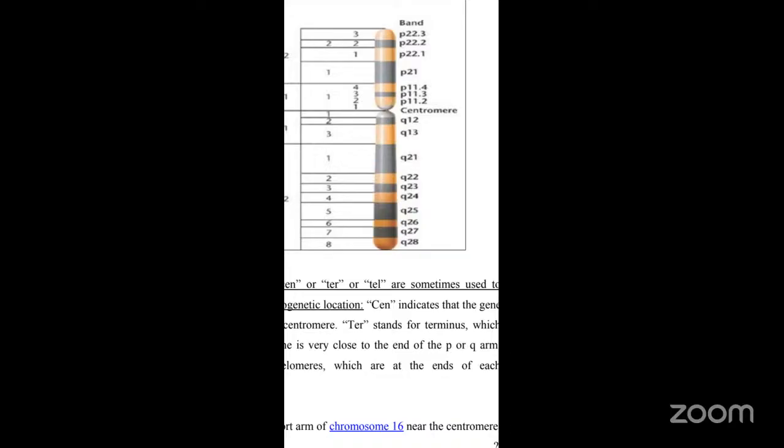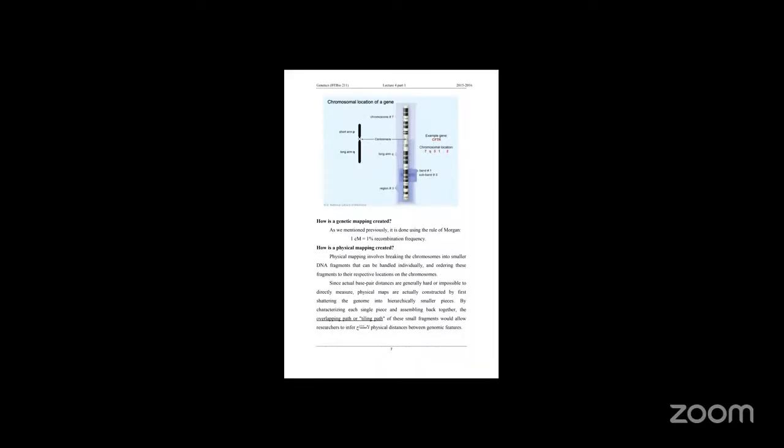Based on this, you can give the number. You can indicate the short arm and the long arm. You can indicate the numbers of the chromosomes as 1 to 20, 22, as well as the X and Y chromosome. And also you can use the abbreviation for centromere, for terminus, as well as for the telomere. Based on that, you can find out the location of the chromosome. So this is how you do it for cytogenetic mapping.